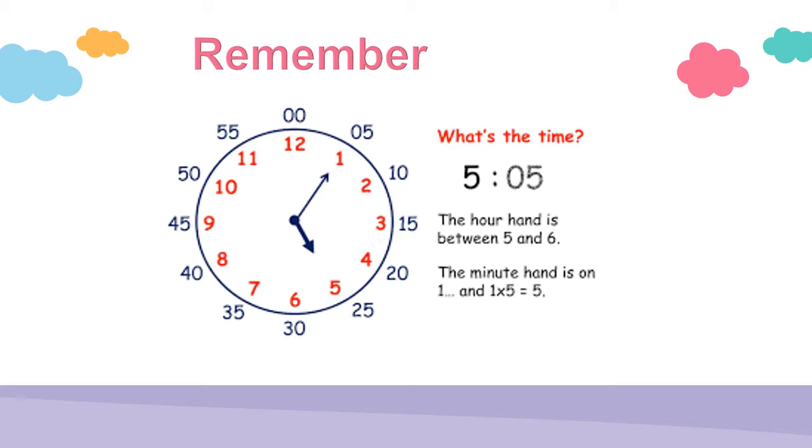What does zero mean? Zero means exact time. We don't write 60. It will be 0. 5 o'clock, for example, will be 5 and 2 zeros. But here it's 5 and 5. 5 hours and 5 minutes. So what is the time here? 5 and 5 minutes.